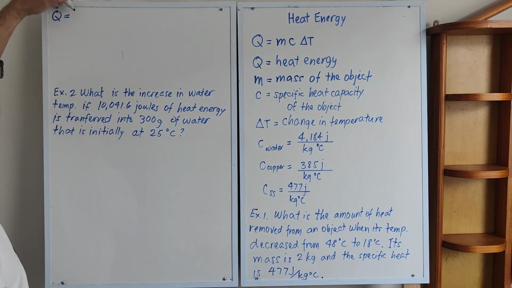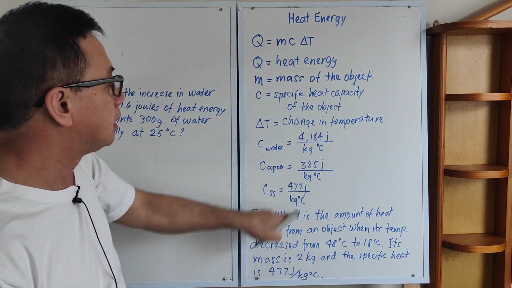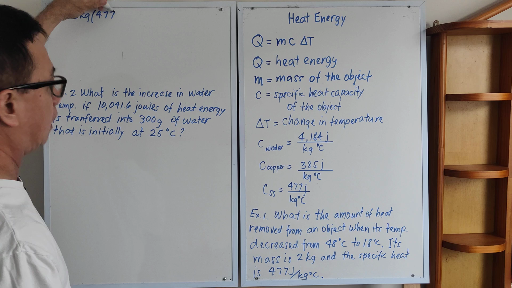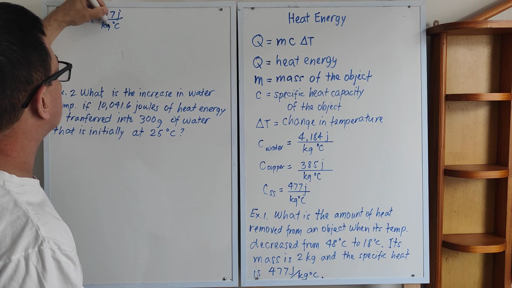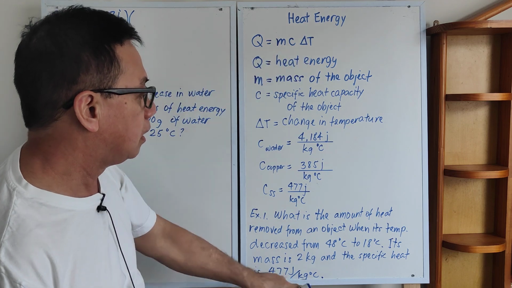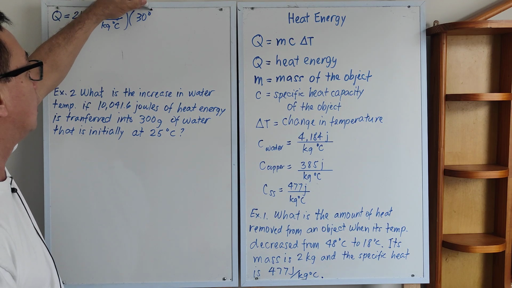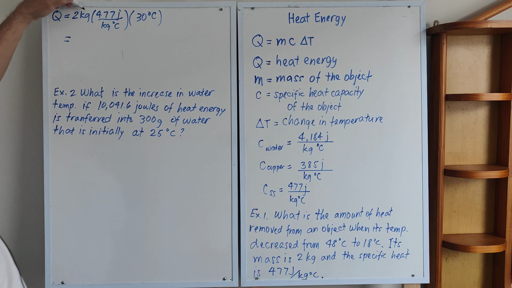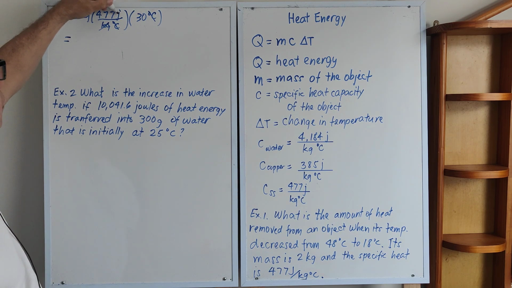So Q is equal to the mass, which is 2 kilograms, times the specific heat capacity, 477 joules per kilogram degree centigrade, times the delta T. From 48 degrees to 18 degrees, that is 30 degrees centigrade. So we can cancel kilogram and kilogram, centigrade and centigrade, and what will be left will be joules.